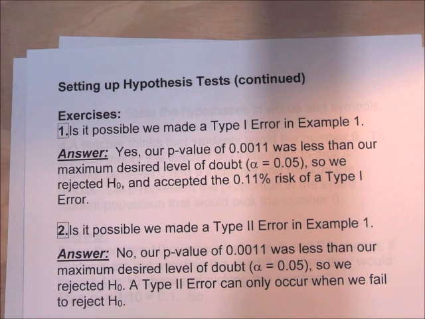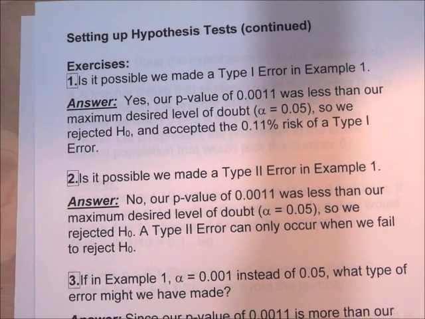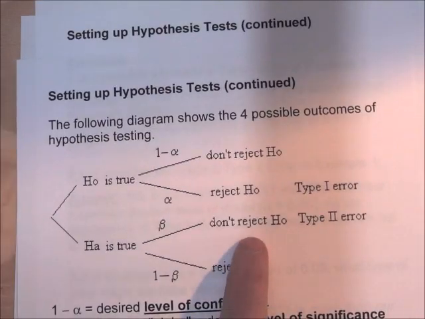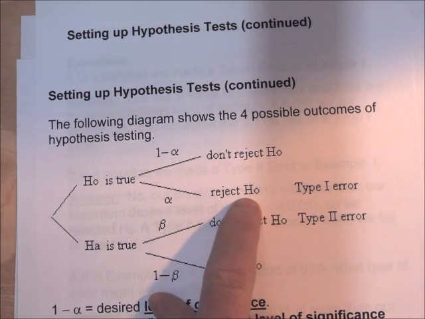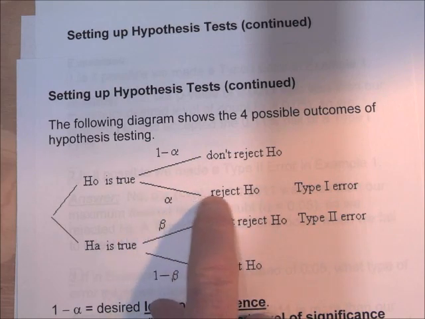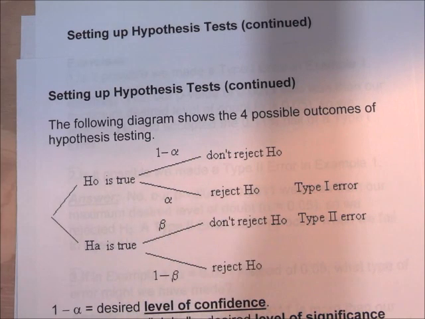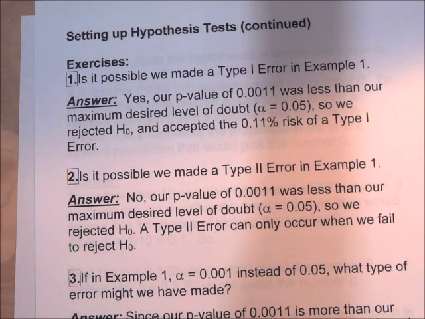Is it possible we made a type 2 error in example 1? The answer is no, because we rejected H0. A type 2 error can only happen if you don't reject H0 and HA is true. But we rejected H0, so the only type of error we could have possibly made would be a type 1 error, and we had a 0.11% chance of making that.